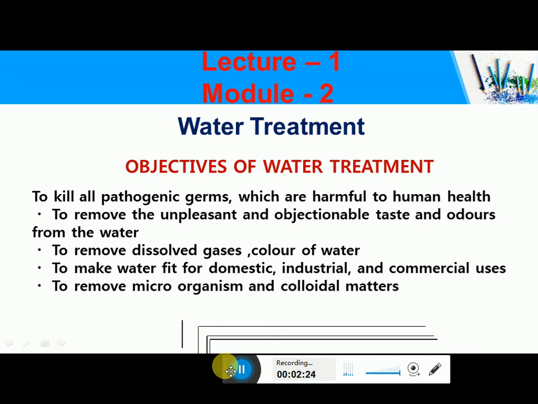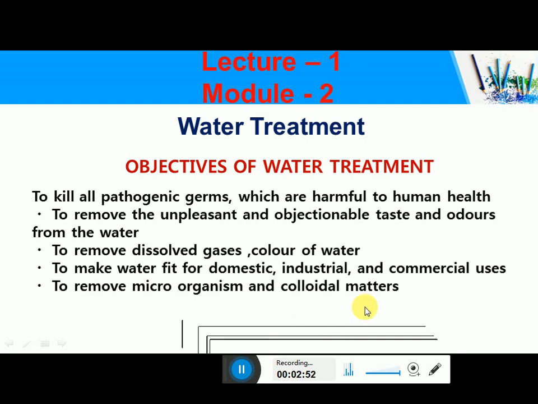So we need to remove the dissolved gases and remove the color of the water. The water should have a sparkling white color for aesthetic reasons, so that people accept that water for drinking purposes, and we should make the water fit for domestic, industrial and commercial uses, and also remove the microorganisms and colloidal matter. So these are the major objectives of water treatment.